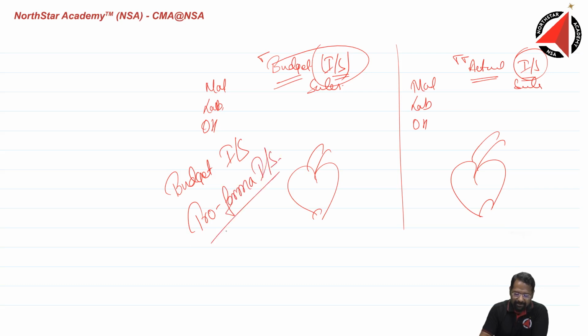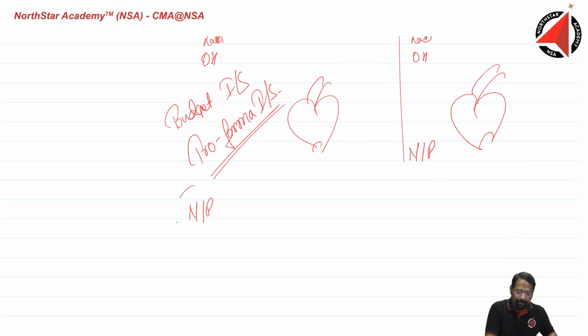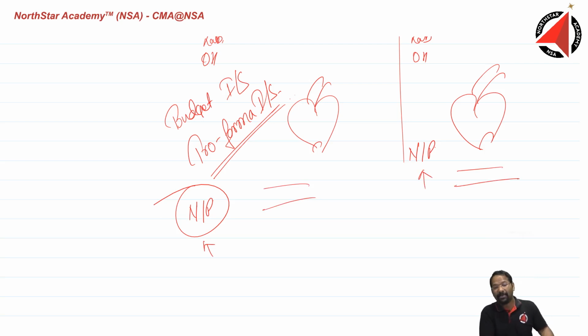Pro forma income statement, which looks like a real income statement, except there are no actual figures. They are all planned or budgeted or estimated figures. Here you have actual material figure. Here you have budgeted material figure. Here you will have actual net profit. Here you will have budgeted net profit. So you can compare these two numbers to see how your plan was and how actual turned out to be.